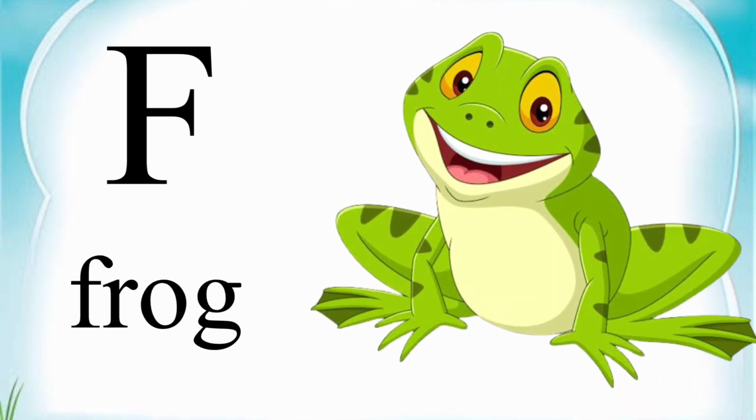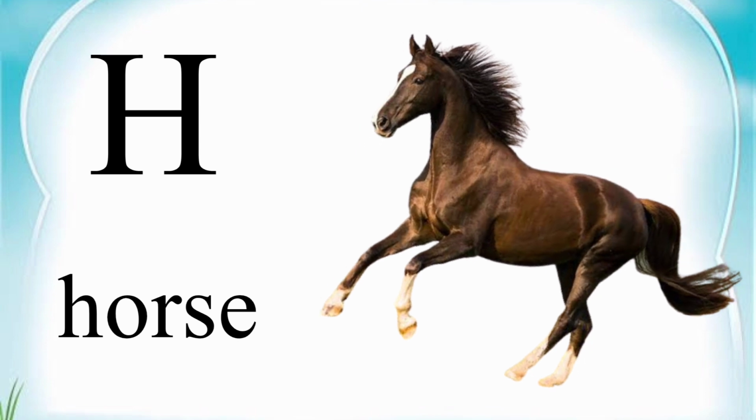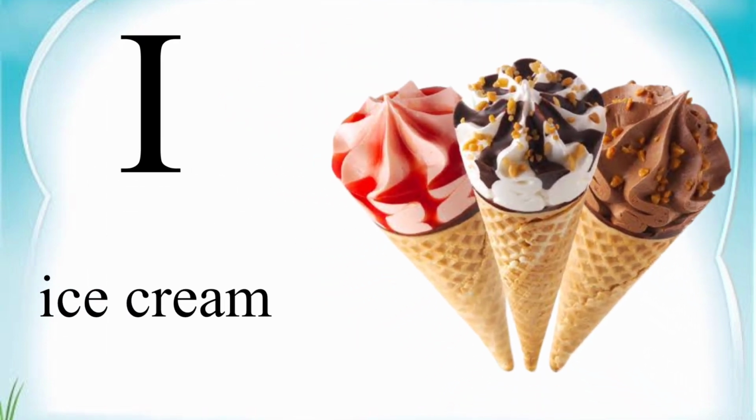F is for frog, frog. G is for goat, goat. H is for horse, horse. I is for ice cream, ice cream.